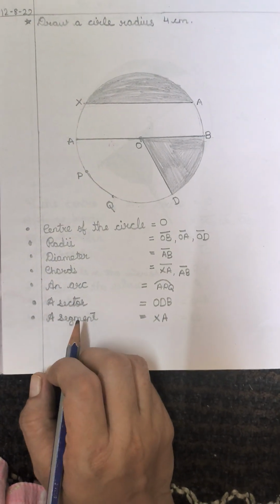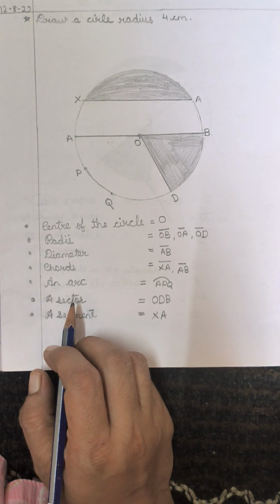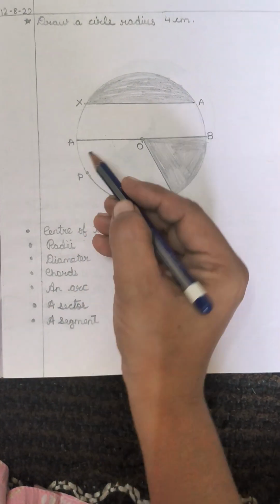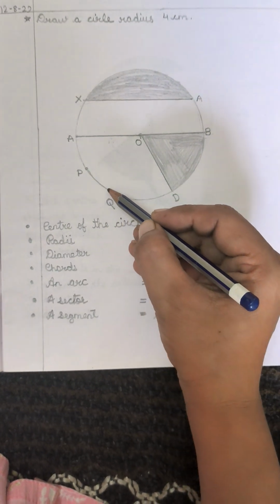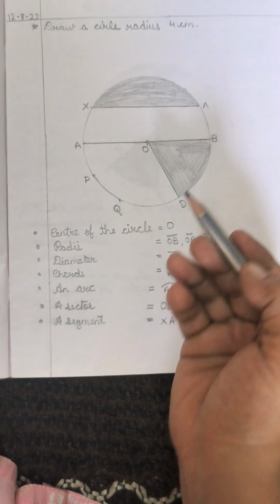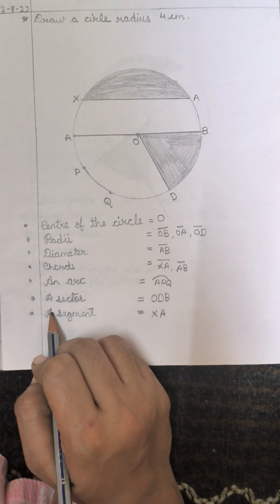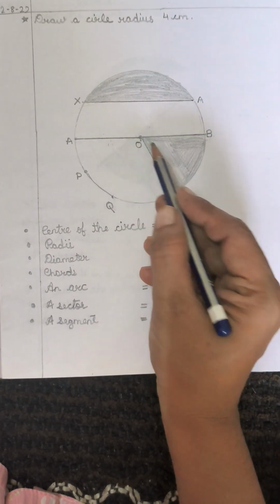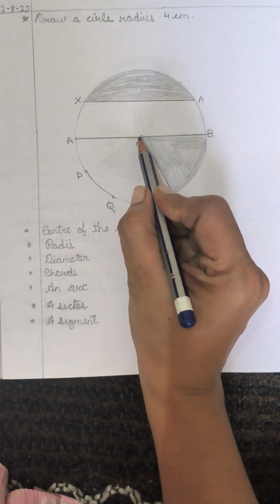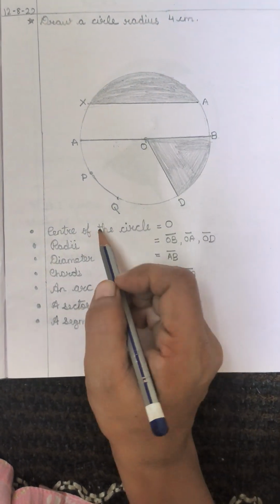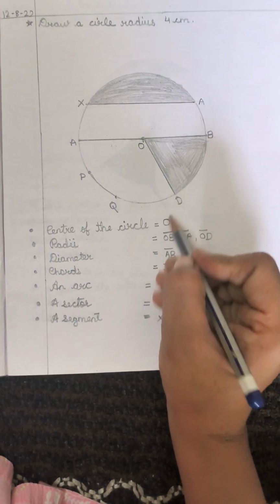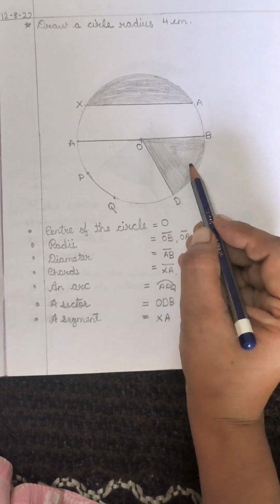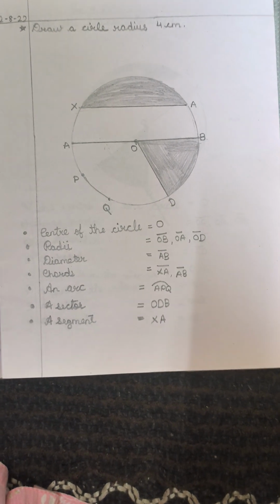Then an arc, APQ. If we see, this is called arc APQ. Then a sector is ODB. If you see, from O to B it is a radius, O to D is a radius, then the area between them is called a sector.